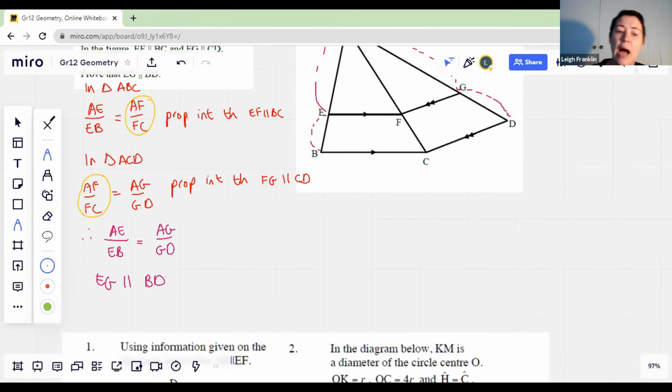That's it. Okay, I am proving that the lines are parallel. So I have proved that this proportionality relationship exists. So therefore, I have proved that these lines are parallel. Okay, so EG parallel to BD, and then I'm going to write converse proportionality intercept theorem. Okay, Matrix, does that make sense to everybody? Are there any questions?